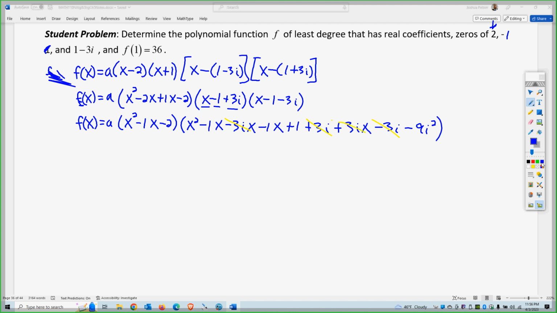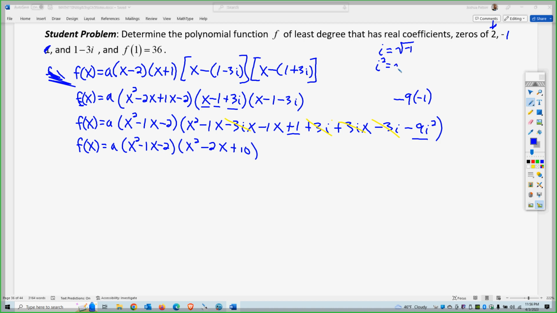Okay, so we'll combine what we have left. So f of x equals a, x squared minus 1x minus 2. So I have x squared minus 2x. So if I think about this, this is 1, and that's actually positive 9, so I get a 10, right? You think about why that is, because this is -9 times -1, because i squared is -1, right? Because i is the square root of negative 1. So i squared is the square root of negative 1 squared, right? Which is just negative 1, right? Although I can't write very well.